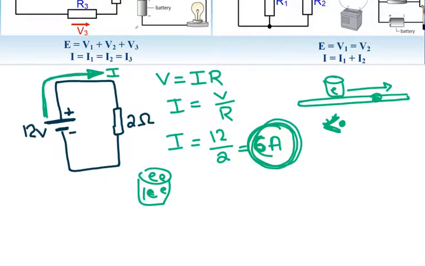10 coulombs would mean there's 10 coulombs passing that point in 1 second. And when I say coulombs, I mean the buckets of electrons.